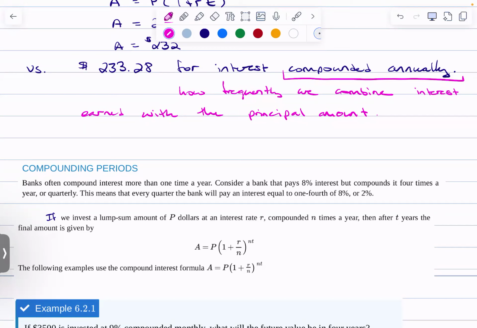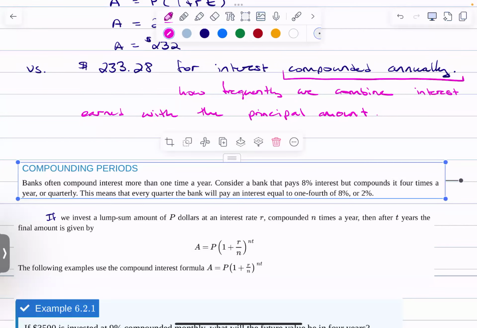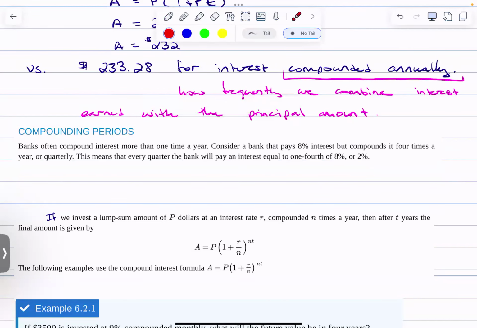If you're interested in the textbook, she does go through and develops how we get to this formula. I think that's sort of confusing. So I'm just going to jump in and give you the formula and then we'll dissect it instead. I think that makes more sense. And so this leads us to compounded annually. So how frequently are we adding the interest that we've earned so that we can earn interest on our interest, right?